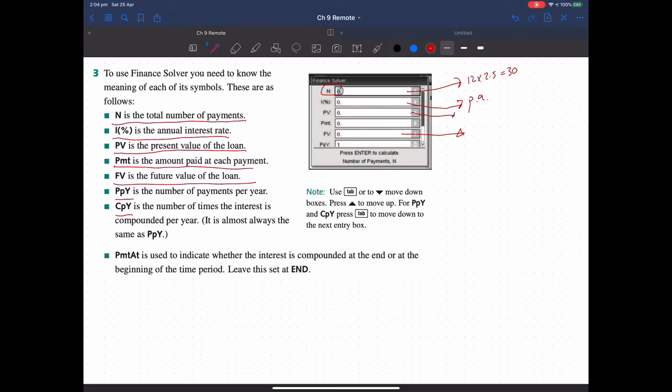The payment AT, PMT AT, just leave it as it is. We always pay interest at the end of a period.